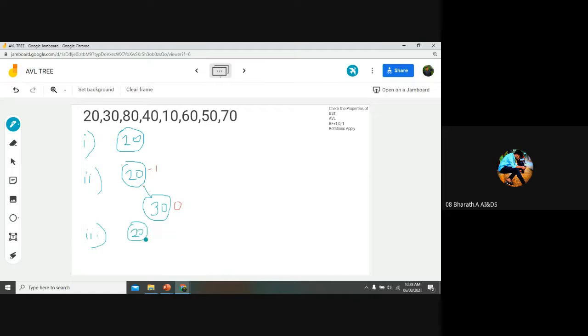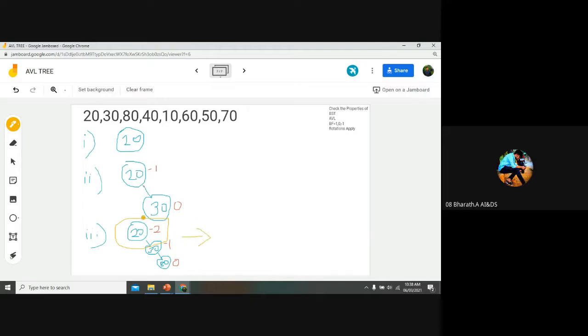So 20, 30, and 80. Now you can check the balancing factor here. For 80, it will be 0. For 30, it will be -1. For 20, -2. So while inserting this 80, the imbalance factor has appeared, right?